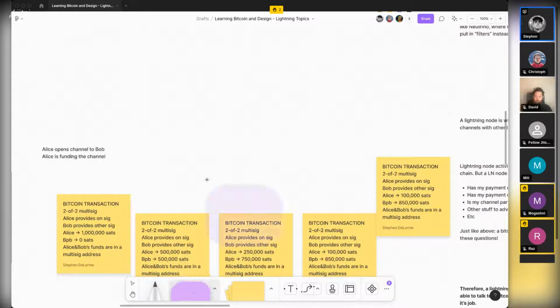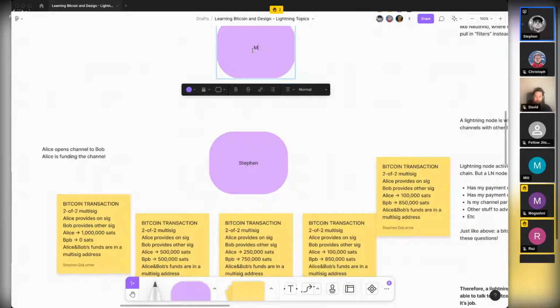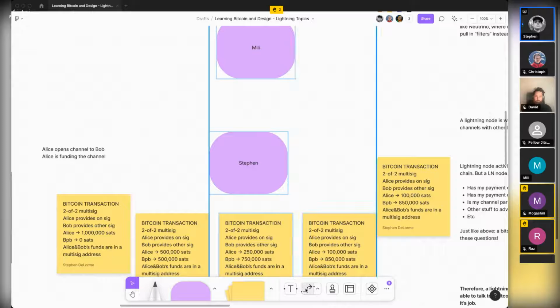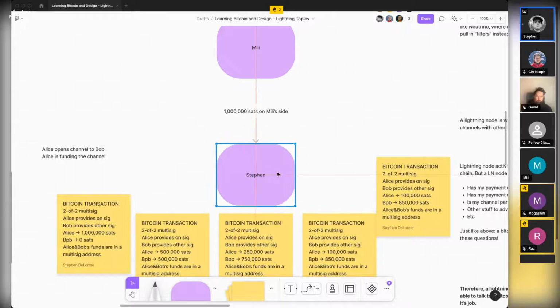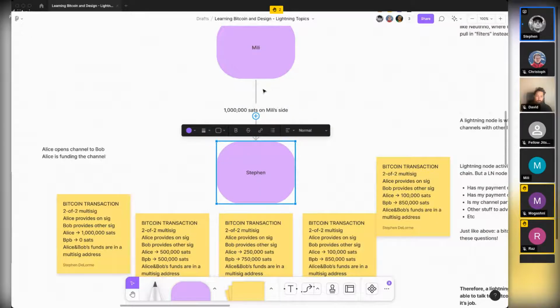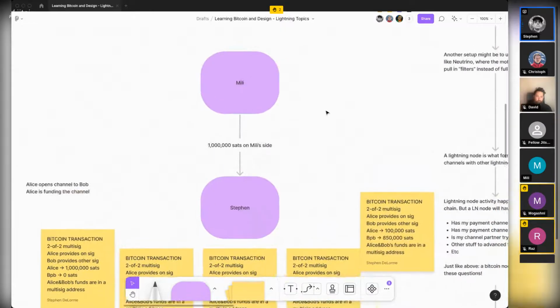If I could resort back to drawing for a second, it basically means if I make a card for each of us here and you open a channel here, and then I connect these together, we'll say that this is 1 million sats, and it's on Millie's side of the channel. So that means you have that much liquidity. But as soon as you send it all to me, then you have 0 on your side of the channel. So you have to get liquidity.